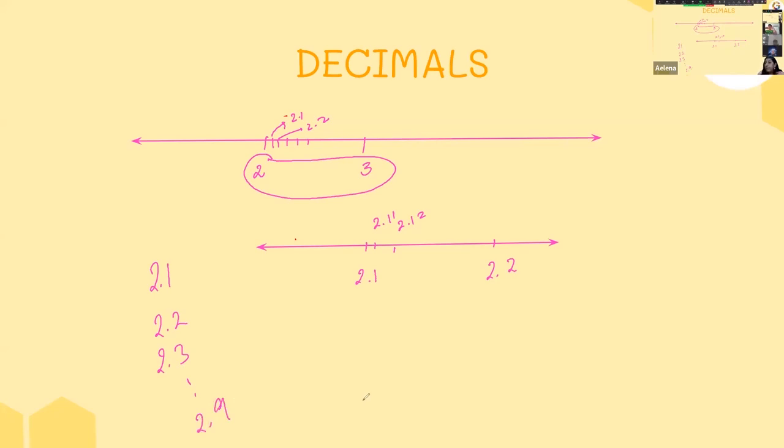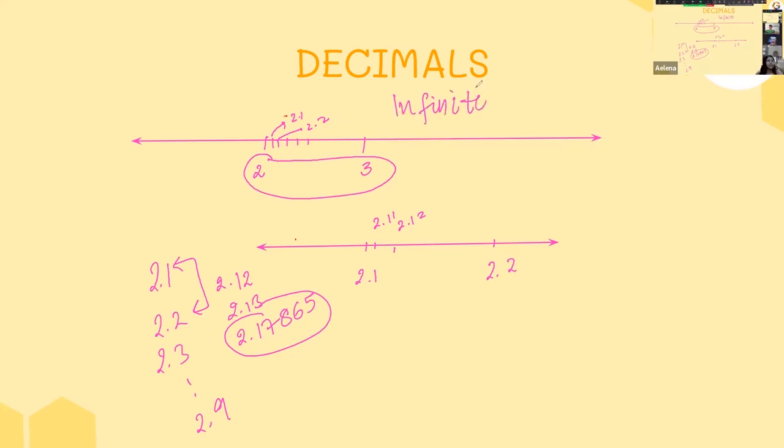Yeah? Okay, but between 2.1 and 2.2 also, I told you, you would have 2.12, 2.13, 2.17865. This number is also technically greater than 2.1 and less than 2.2, right? So over here, in this case, you say that I have infinite. Infinite means something that does not have an end, like this universe. It's endless, right? So over here, there are infinite decimals between any two numbers. That's what you are going to have.